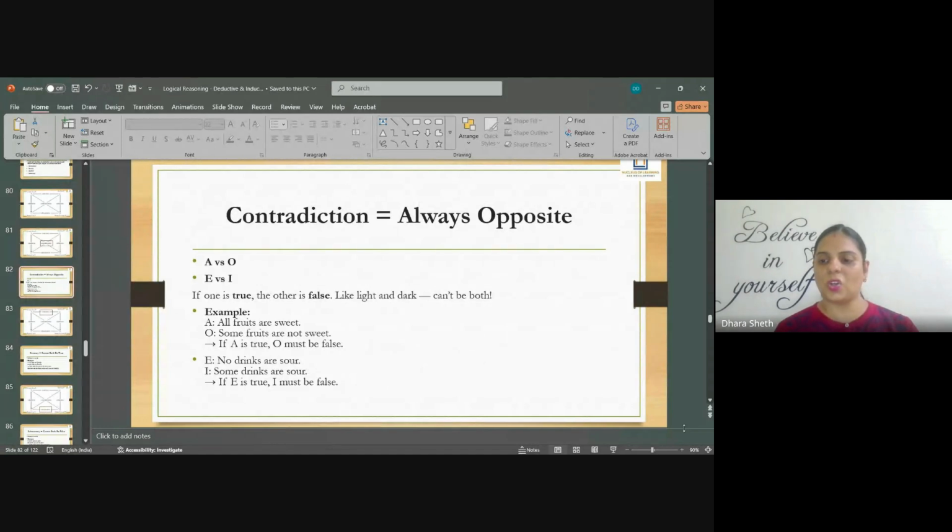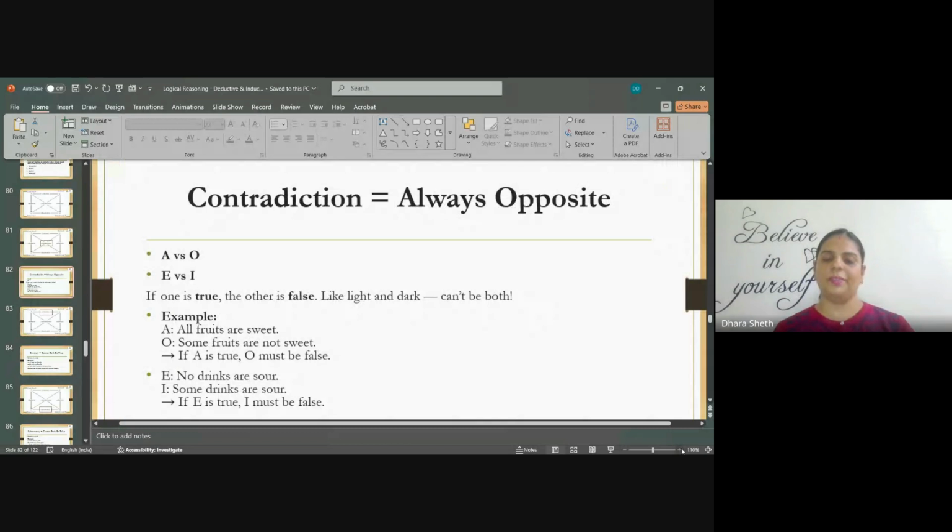Contradiction means always opposite. A versus O and E versus I. If one is true, then the other one is false. If all S are P, that is A, then some S are not P is false. For example, all fruits are sweet, some fruits are not sweet. If A is true, O is false. If O is true, A is false. Only one of them can be true.